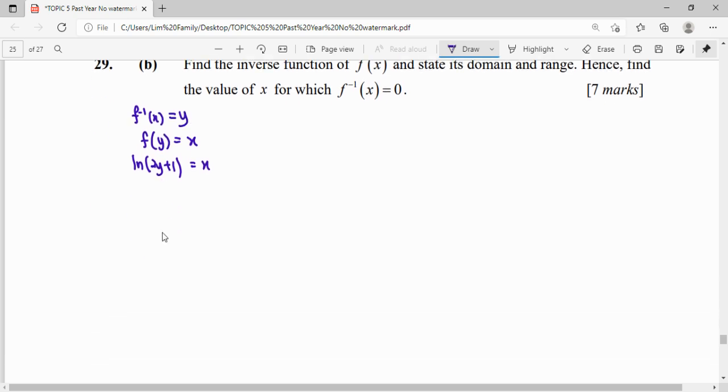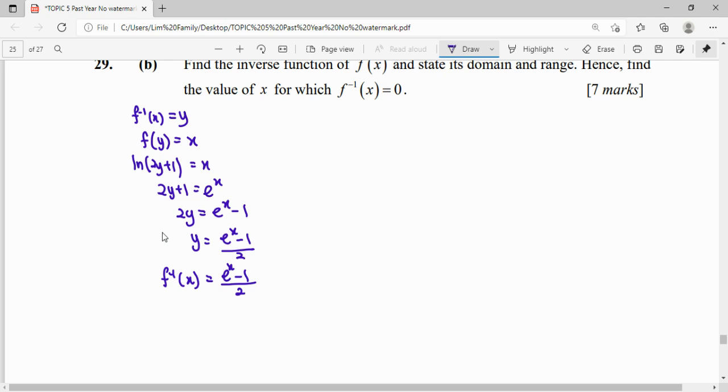So we unlock this ln, we'll get e to the power of x. Then we move our 1 to the right hand side, becomes negative 1, and then divide by 2. So this is our f inverse, which is e to the x minus 1 divided by 2. And then state its domain and range.